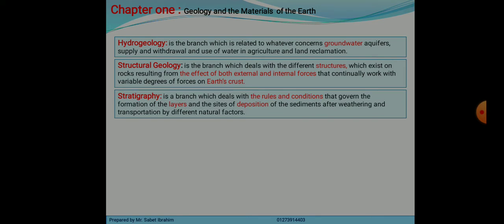Stratigraphy is a branch which deals with the rules and constants that govern the formation of the layers and the sites of deposition of the sediments after weathering and transportation by different natural factors. So stratigraphy deals with the rules and constants of deposition of layers.